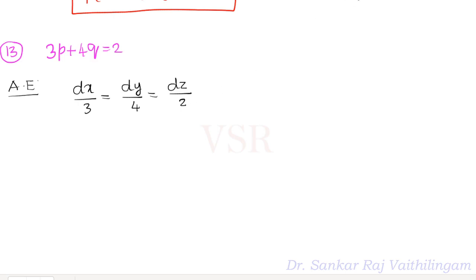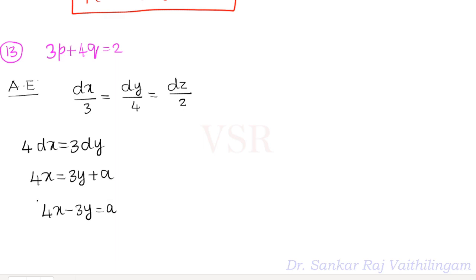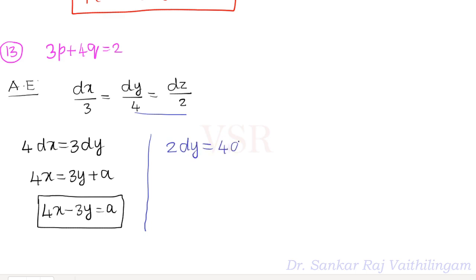First, 4 times dx is equal to 3 times dy. So 4x is equal to 3y plus a. So 4x minus 3y is equal to a. So this is my first solution. For the second, we'll take these two equations. Then 2dy is equal to 4dz. So 2y is equal to 4z plus b. So 2y minus 4z is equal to b. So this is my second solution.